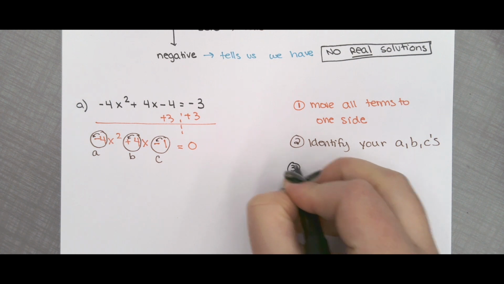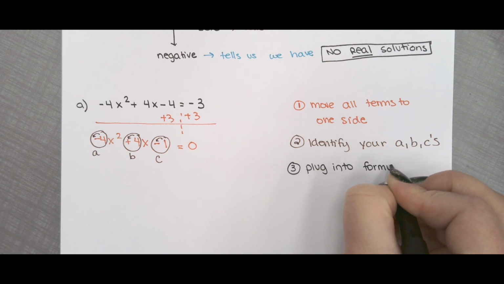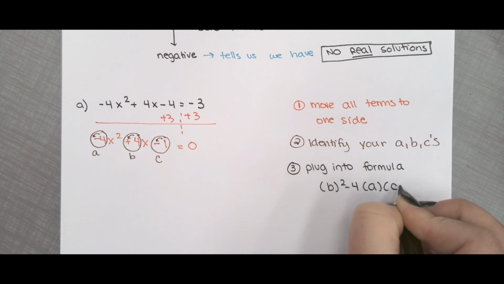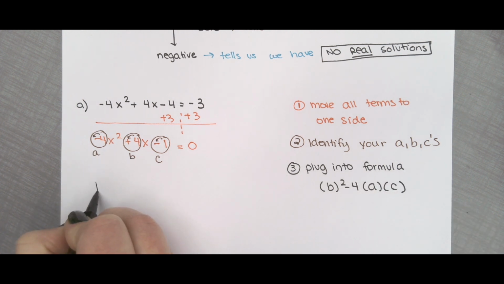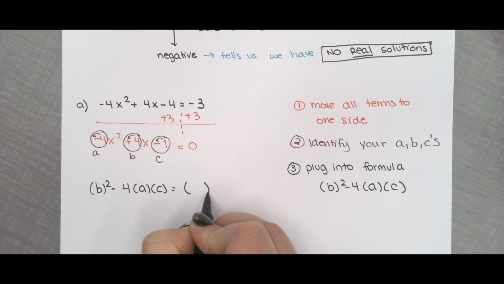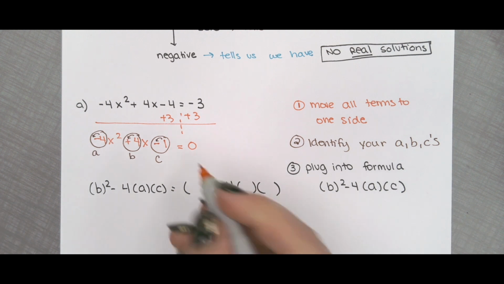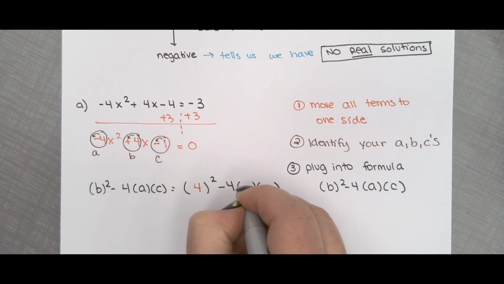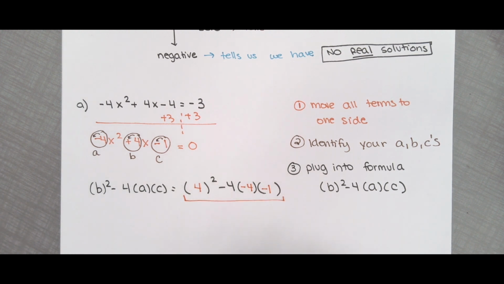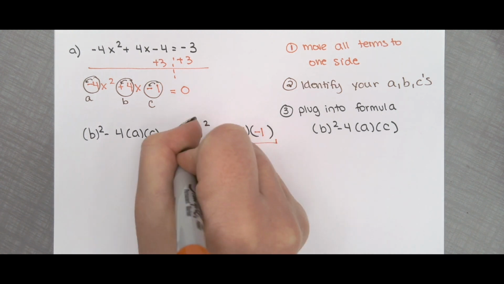Step number 3, you're going to plug and chug. And your formula again is b squared minus 4ac. What I usually do is I write out the formula, but then I write out my empty bubbles, and then I fill them in here. So b was a positive 4, a was a negative 4, c was a negative 1. Now this right here, you can type it into your calculator exactly how you see it. Can someone do that for me, please, since I don't have a calculator with me?